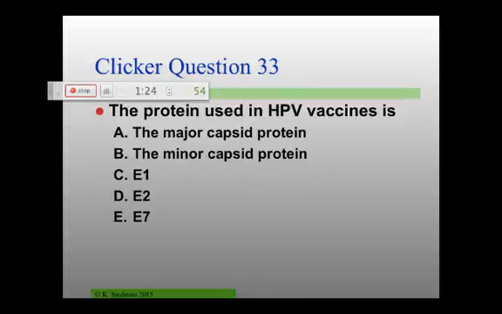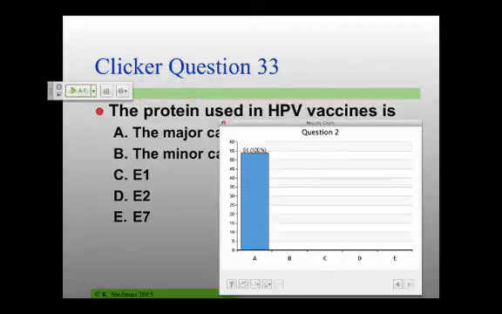Five, four, three, two, one. I'm not sure we've ever had 100% before. Yay! So, point about HPV vaccines, yes, I heard you saying it. It's the L1 protein. L1 protein is the major capsid protein.